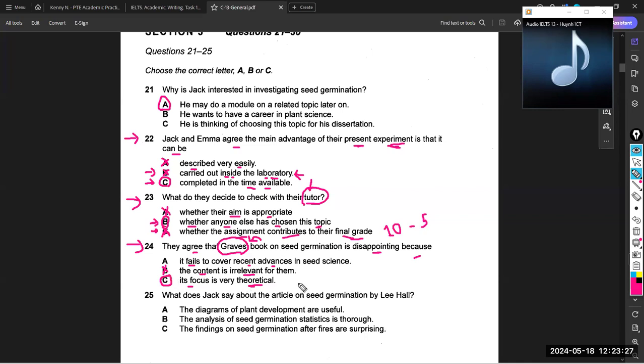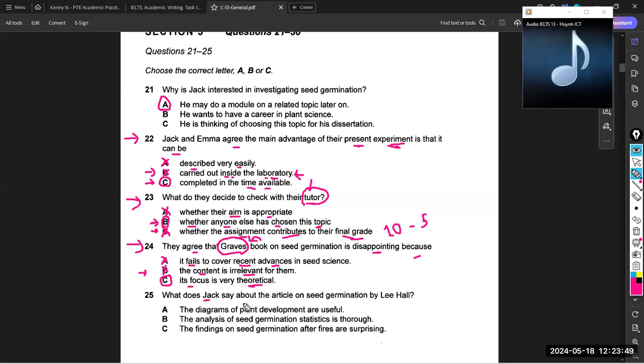It does include references to the recent findings on genetically modified seeds, though. No, it doesn't include references to the recent findings, so it is not A. Yes, so it is C. So this is 24.